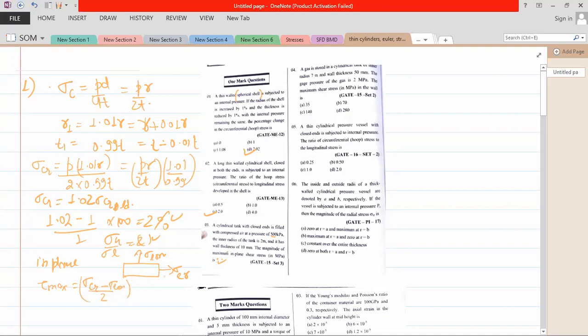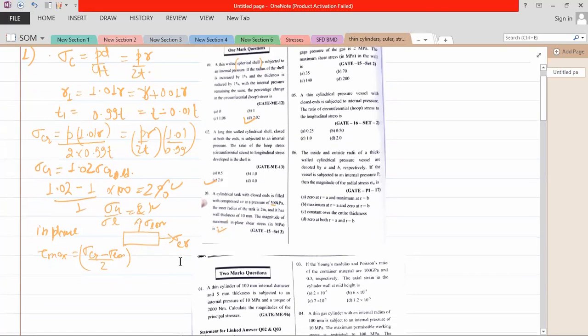But if they ask for out of the plane maximum shear, in that situation you have three stresses: sigma circumferential, sigma longitudinal, and 0, because in the third plane it is 0. So if they ask out of the plane, or in the body, tau max is sigma critical minus 0 divided by 2, because this is your maximum and this is your minimum stress. If they ask in plane, tau max is sigma circumferential minus sigma longitudinal divided by 2. So that is the value.